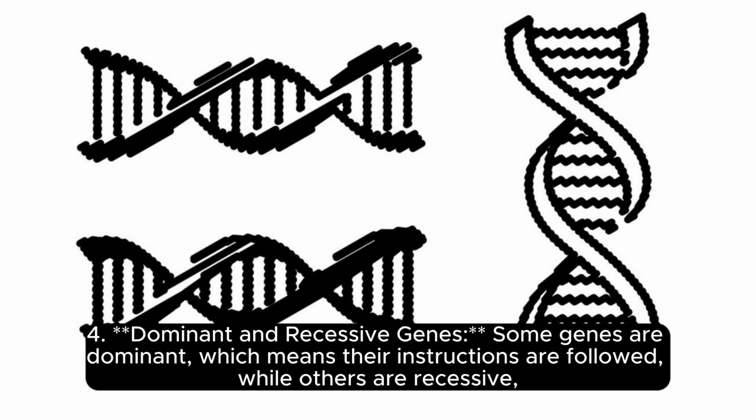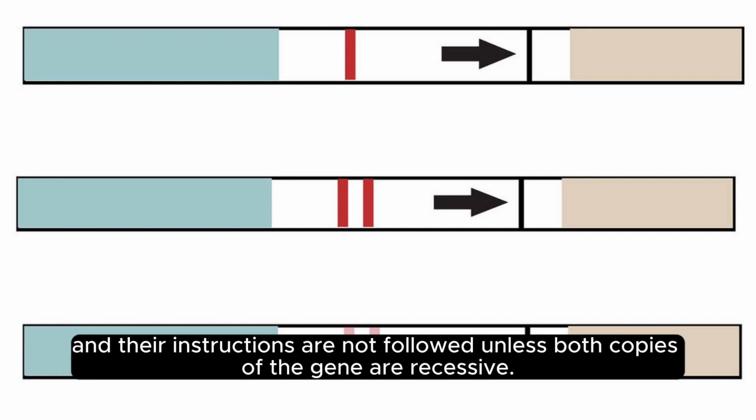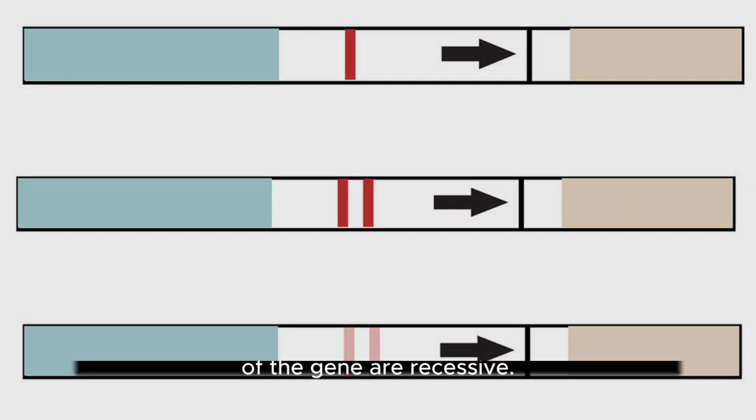4. Dominant and recessive genes. Some genes are dominant, which means their instructions are followed, while others are recessive, and their instructions are not followed unless both copies of the gene are recessive.